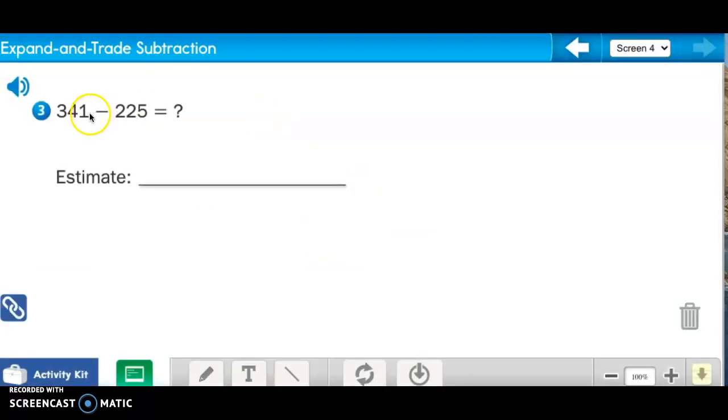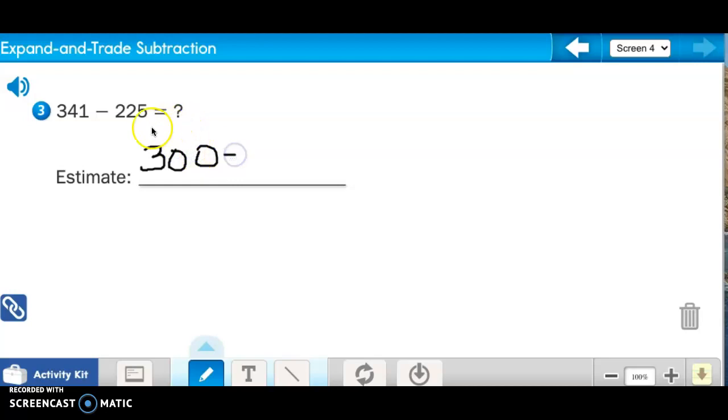Here we go. We're going to estimate 341. Is 341 closer to 300 or 400? Again, I got to get my pen. It is 300. So we are going to write 300 minus 225. Is 225 closer to 200 or 300? 200. 300 minus 200 equals 100. That's our estimate.